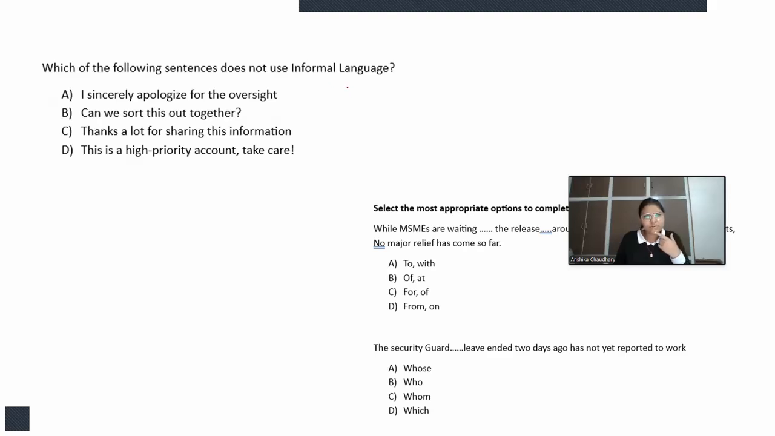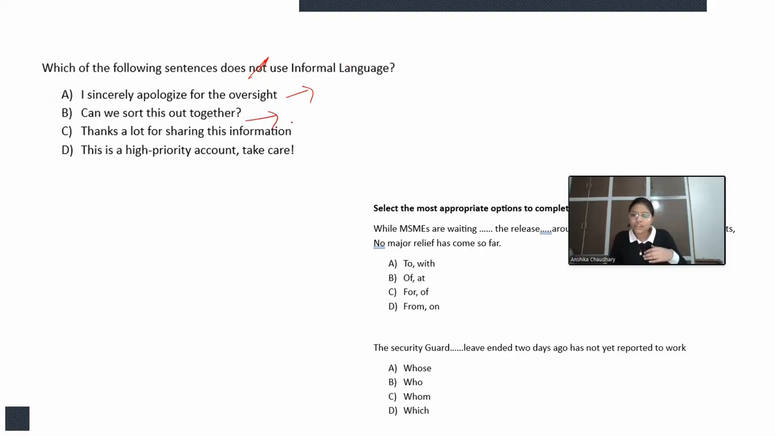I guess it should be formal language, na? Because all these... yeah, it should be "which of the following sentence has informal language." "I sincerely apologize for the oversight." So it is something that is kind of formal. "Can we sort this out together?"